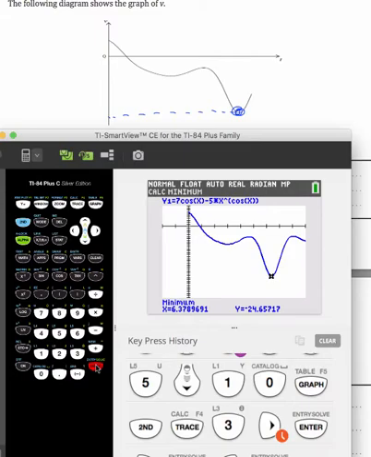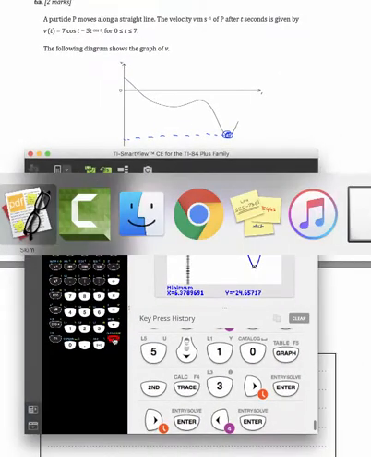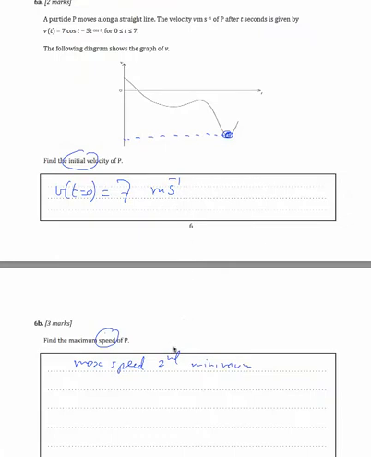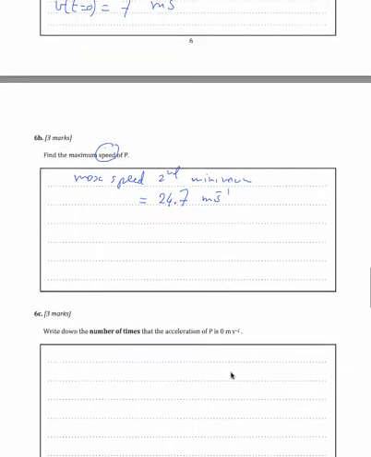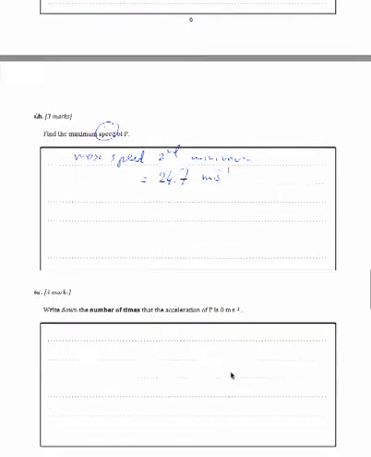Minus 24.7, but of course I don't care about the sign. The max speed is 24.7 meters per second. Yeah, the units are meters per second. All right, good. Write down, so this should be fairly trivial, no calculations.